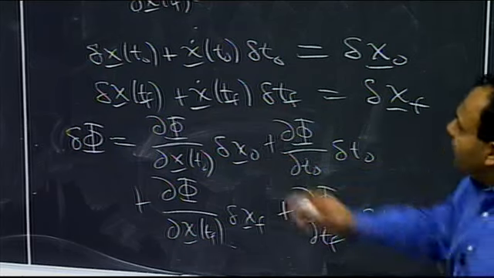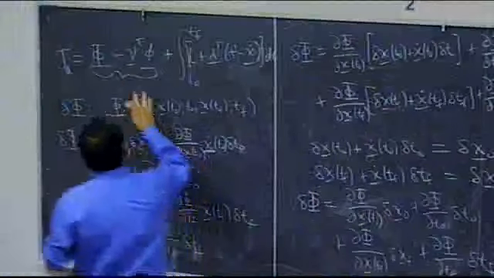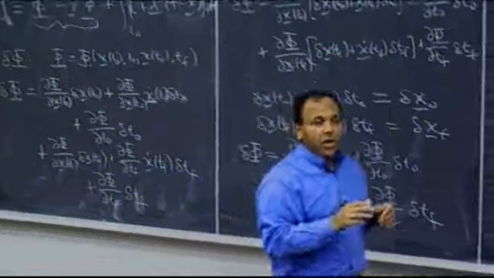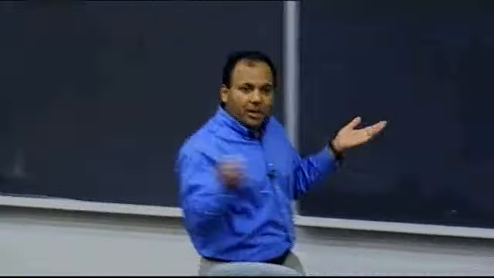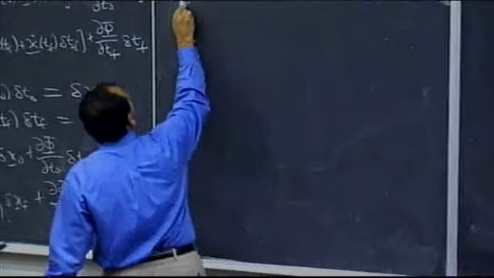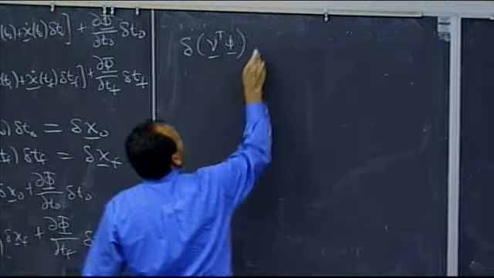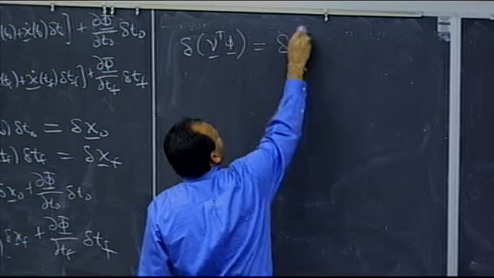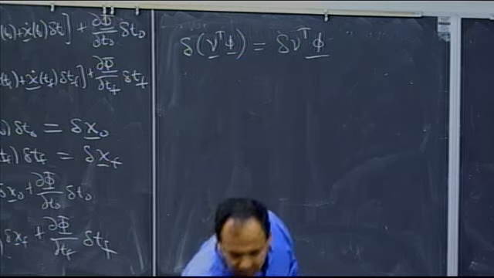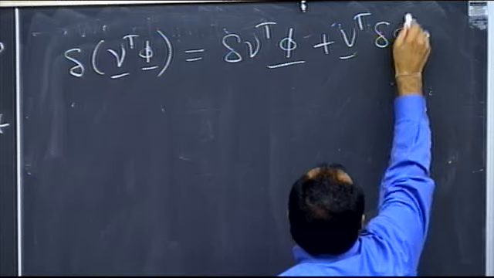So that's the variation in phi. Now you'll see that because this other term over here has the same form, because little phi, which are my boundary conditions, also depend upon the exact same quantities, right? So when we do the variation in nu transpose phi, we get the variation in nu transpose times phi plus nu transpose times the variation in phi.